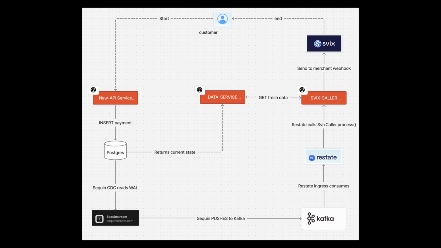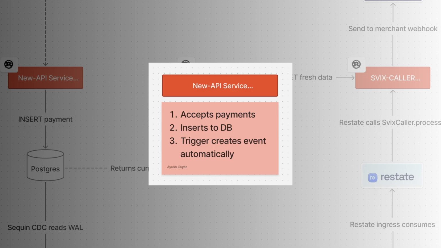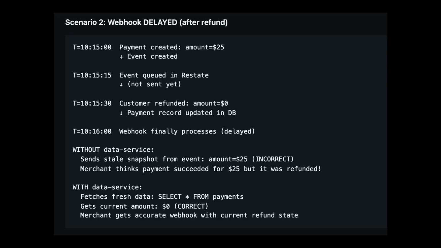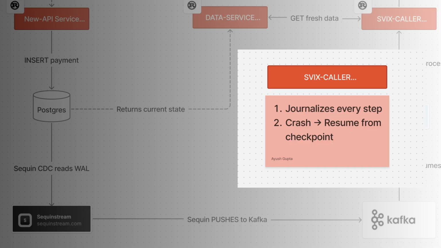So before we proceed further, let's understand the 3 core services that make this work. Service 1 is the new API. Its main function is to insert the payment into the database and let that trigger automatically create the domain event. The second service is a data service. Its main function is to query the latest payment state from the database at delivery time. Why separate? Because it ensures webhooks always send accurate current state, not stale snapshots. The third service is the Svix caller. So it is a durable webhook delivery system.